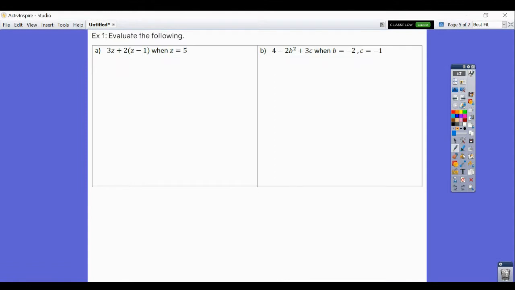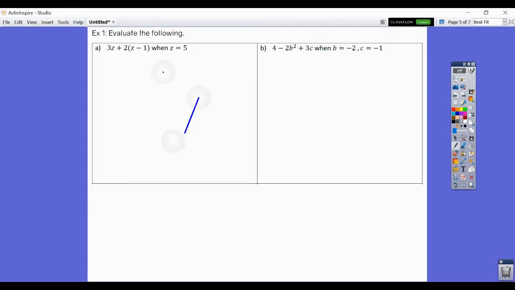Let's look at example number 1. We have 3z plus 2 times the quantity of z minus 1. So we'll go ahead and plug in 5 for z anytime we have it, because we're given z equals 5, so we plug it into z each time. Every time you plug that in, make sure to use parentheses. So 3 times parentheses 5, that also helps us know it's not a 35, it's a 3 times 5, plus 2, open parentheses, then we have 5 again, minus 1.